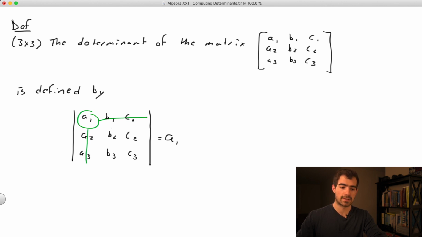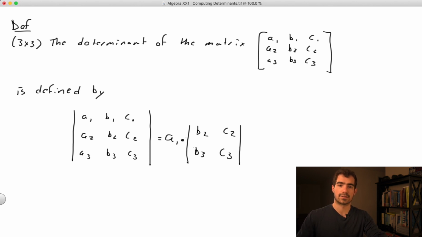And what that leaves us with is a 2x2 grid, right? A matrix that looks fairly similar to what we just worked with. And we'll take that matrix and find the determinant of that. And so we'll take the matrix B2, C2, and B3, C3, and find the determinant of that. And we'll take the product of these. And that's our first step.